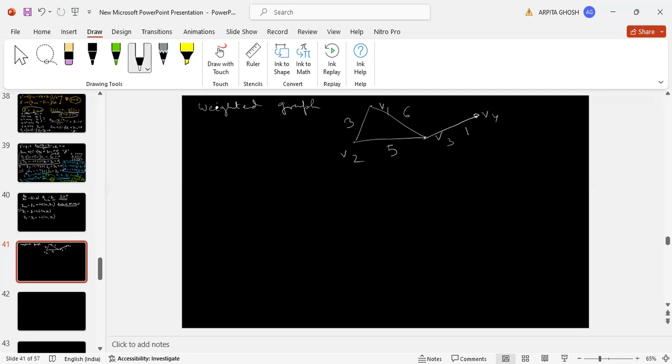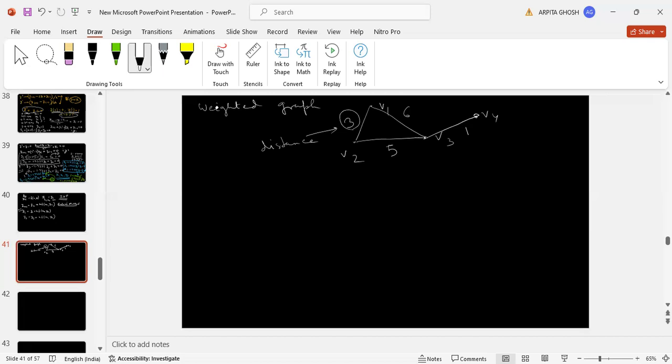This number, as I was discussing in the last class, may be simply the distance, say the unit is kilometer. This is the distance between 2 points V1 and V2. Similarly, 5 kilometer is the distance between V2, V3, V3, V4, they are 1 kilometer apart, and V1, V3, they are 6 kilometer apart. So this gives the distance between 2 points. That is one possible way.